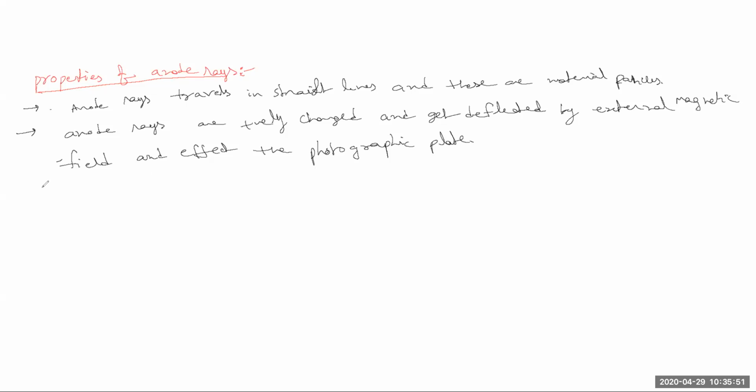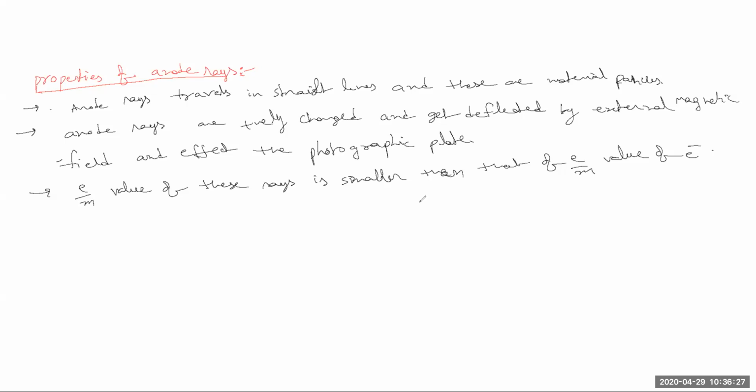Next point is the e/m, charge to mass ratio, value of these rays is smaller than that of the e/m value of the electron. You know why it is smaller? Because the m value is more. Here the proton mass is greater than the electron mass. The denominator is more, so obviously it is a small value.